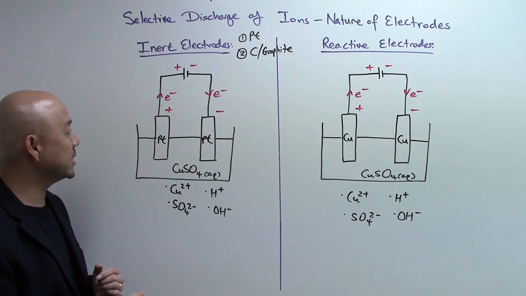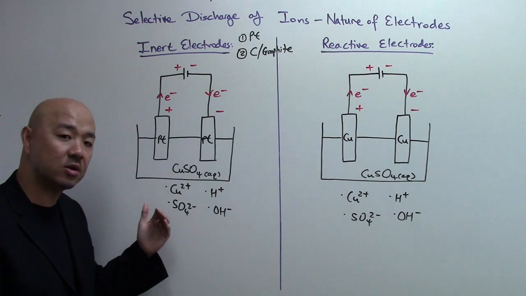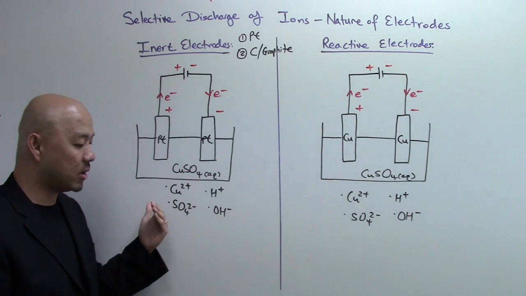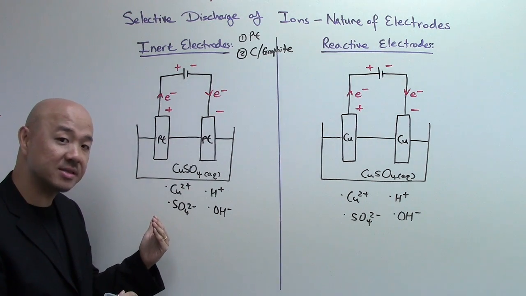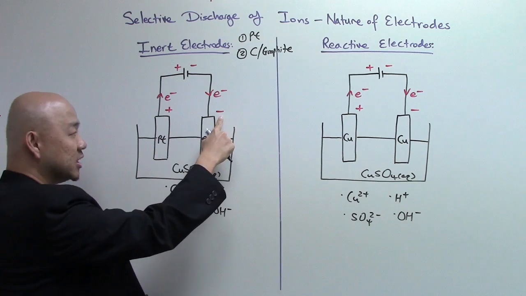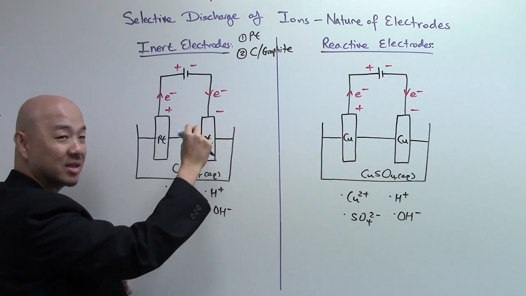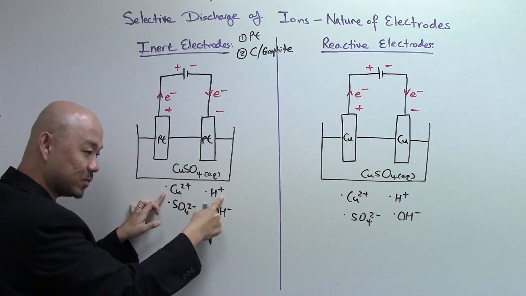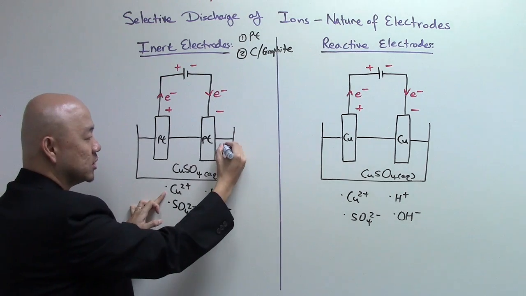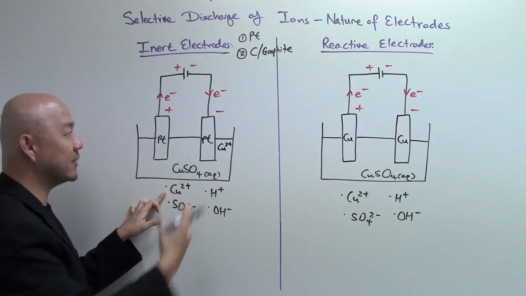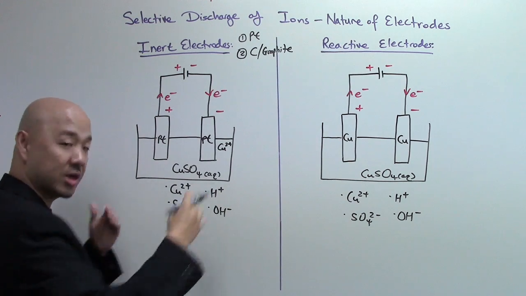So what happens is this. When the electrodes are inert, it's going to be very easy. It's all based on the other factor we discussed, the position of the ions in the reactivity series. The negatively charged electrode will attract the positive ions, the cations. So you've got H+ and Cu2+. Cu2+ has a higher ease of discharge, so it will swim over here, get attracted, and take in the electrons to get reduced and to be selectively discharged over H+ ions.